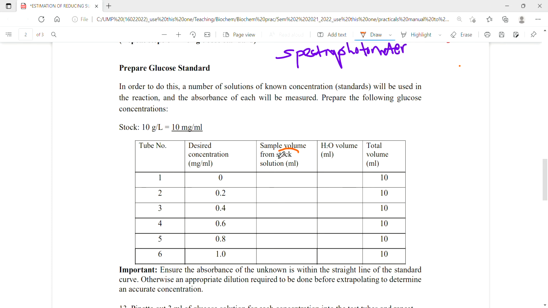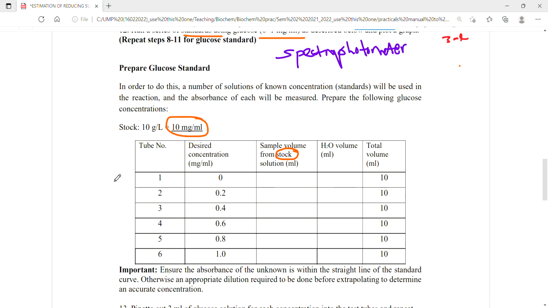So you have the stock, which is 10 milligram per ml glucose. You are to make it into the desired concentrations, 0.2 until 1 milligram per ml. How to do it? I leave it up to you, because you need to do some calculation. All I can give you is the hint.